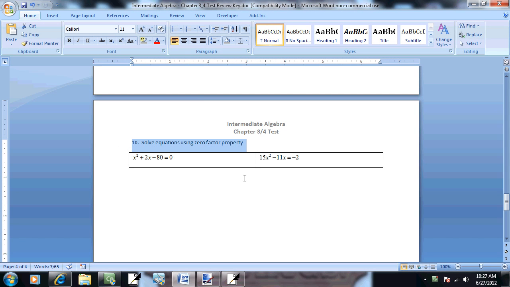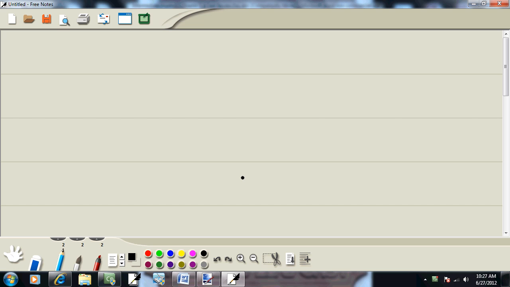Take a look at our 10th example, solving equations using the zero factor property. And let's look at some examples. We got x squared plus 2x minus 80 equals 0. Now, our first step is to get 0 on one side. We got 0 on the right side, so that's done.